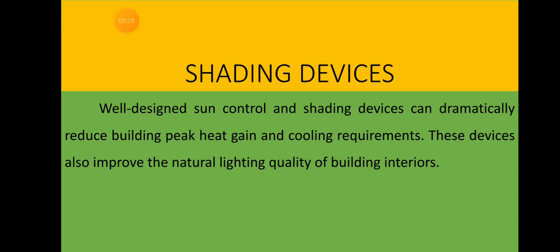So what is shading device? It's used for shading purpose. It is an integral component of a window which protects the space from direct sunlight, overheating and glare. Well-designed sun control and shading devices can dramatically reduce the building peak heat gain and cooling requirements. These devices also improve the natural lighting quality of building interiors.